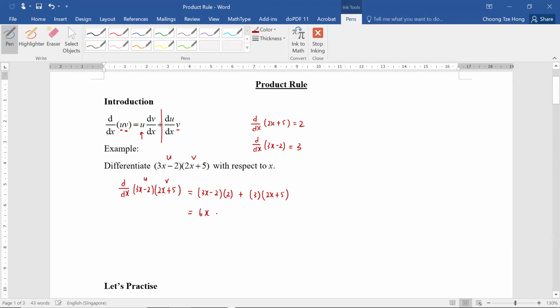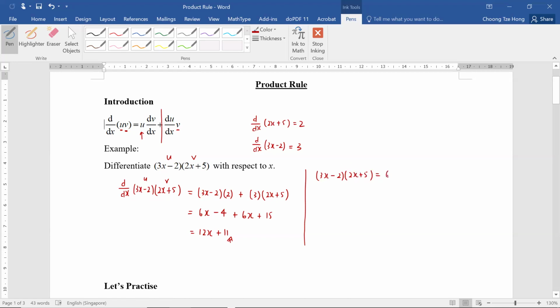Over here we have 6x minus 4 plus 6x plus 15. So we will get 12x plus 11. So this will be the answer. Let's try to verify this differentiation based on what we have learned previously. Let's say now we are trying to differentiate 3x minus 2 times 2x plus 5. Let's expand this one out first.